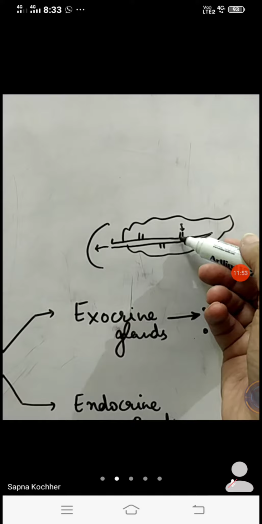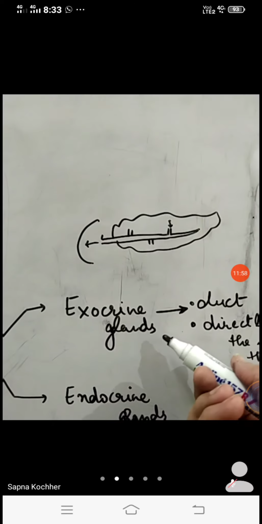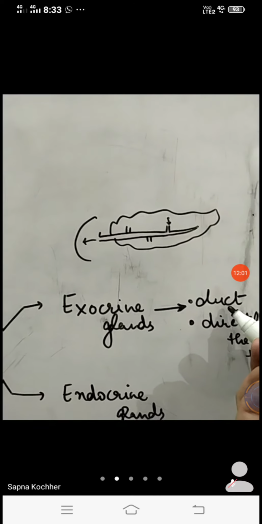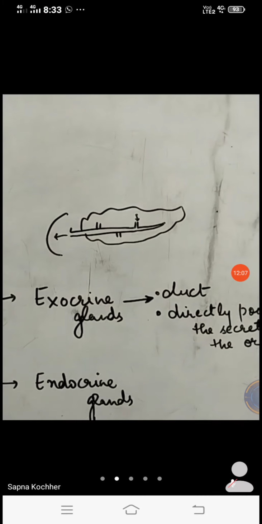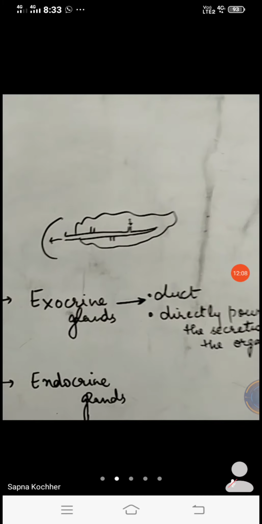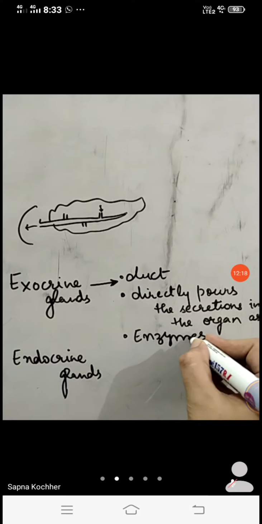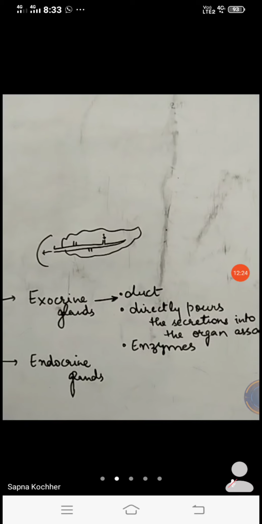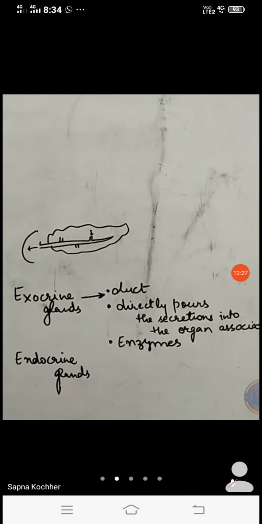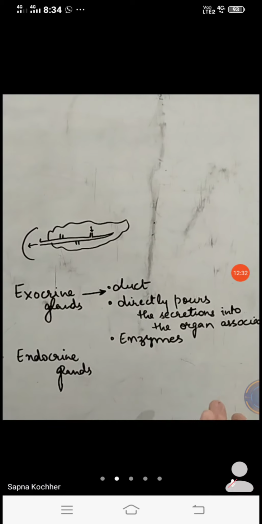If it is pouring the secretions directly into the target site, where their action has to take place, it is called exocrine. And there was the presence of a duct also. The ducts are used and direct pouring is okay. So this is the exocrine gland. Also, in the exocrine gland, the secretions are in the form of enzymes. You can write this also. These secretions are enzymes. Enzymes means biocatalysts, that means the ones that help in actions like digestion and help in some reactions to increase the rate of the reaction.